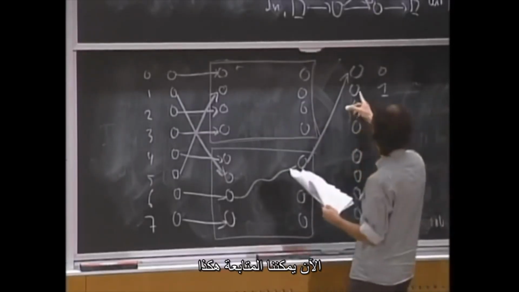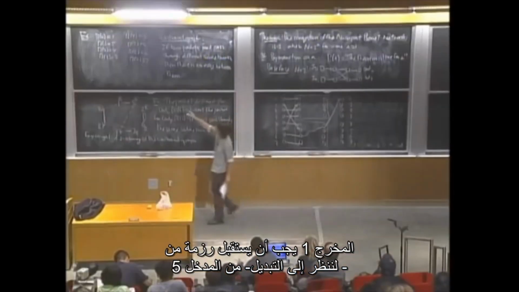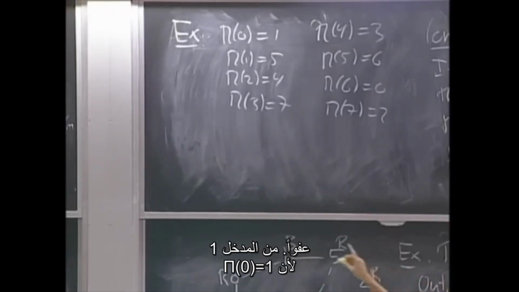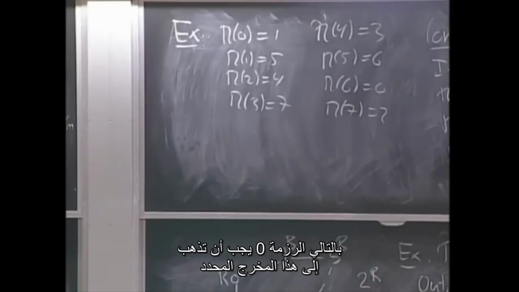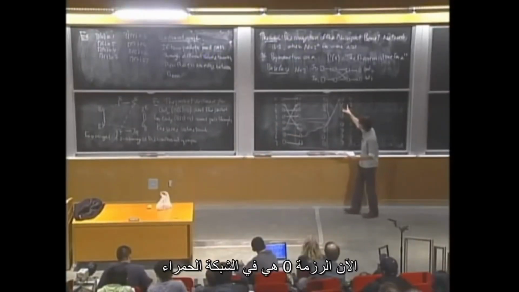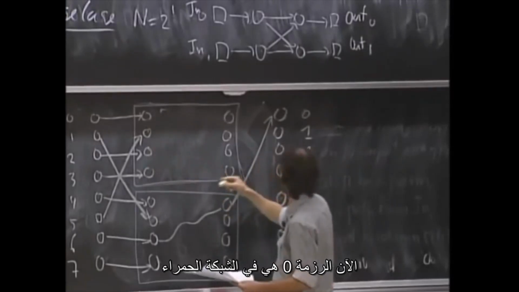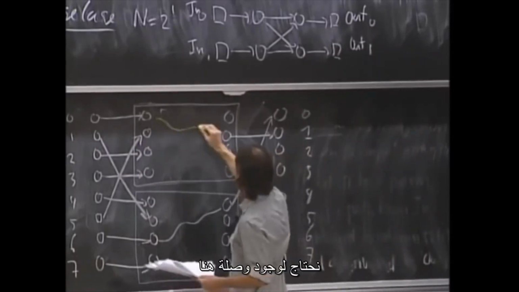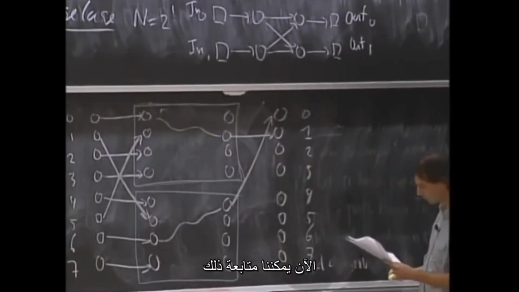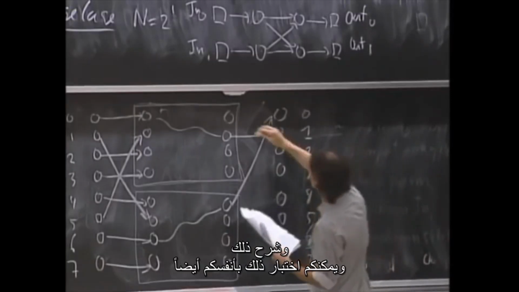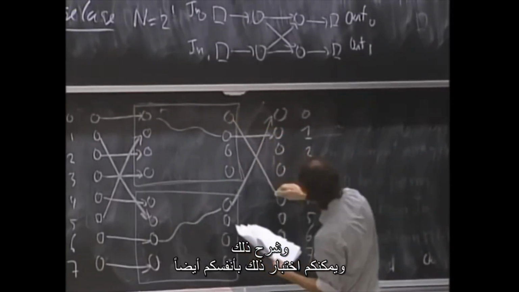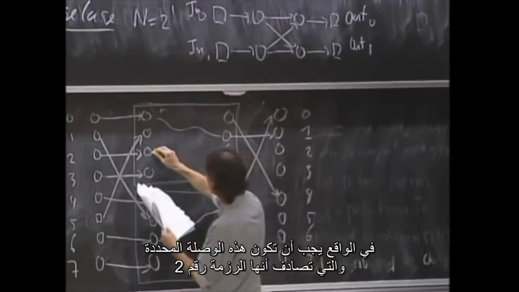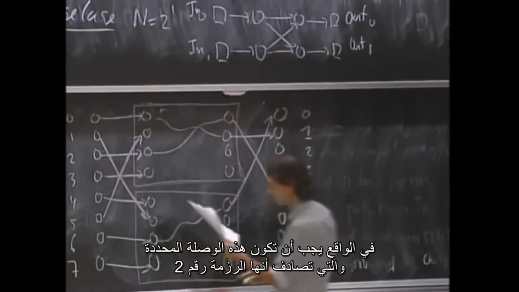Now we can continue like this. Output 1 should receive a packet from, let's look at the permutation, from 5. So, output 1, pi of 0 is equal to 1. So packet 0 needs to go to this particular output. Now packet 0 is in the red network, so there's only one edge that goes from the red network to this output. So we need to have connection over here. Now we can continue this and demonstrate, and you can test it for yourself too, that output 4 needs to receive a packet from the red network. Actually, it should be this particular one, which happens to be packet number 2.